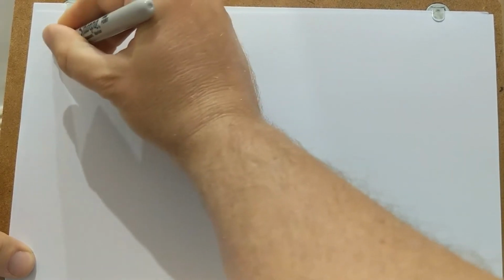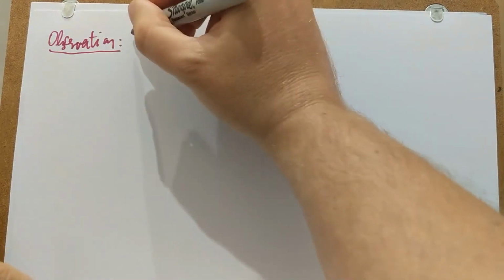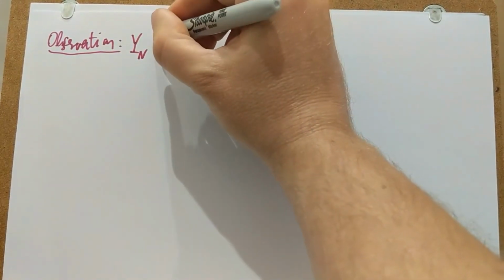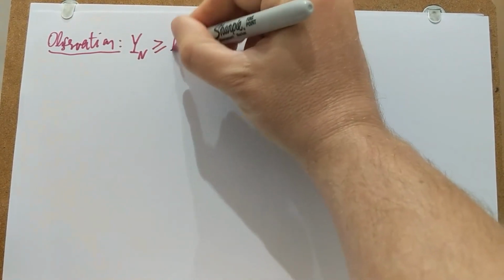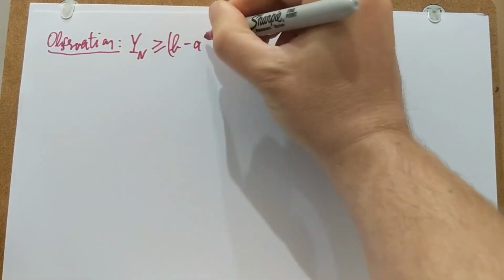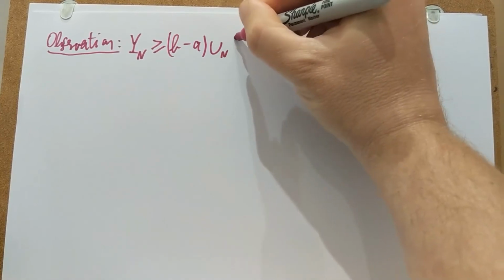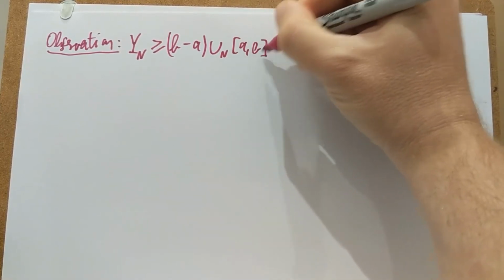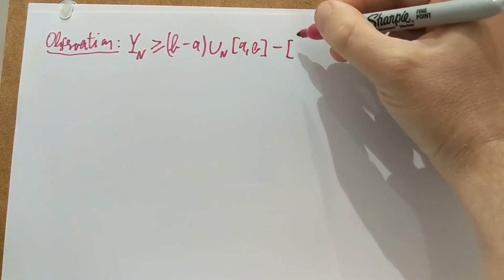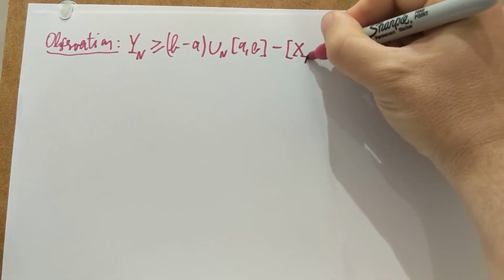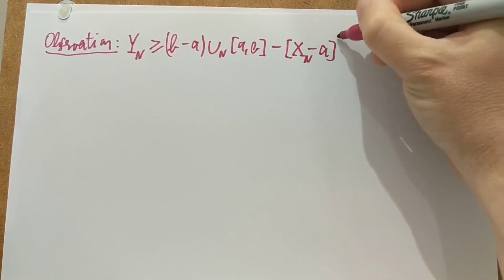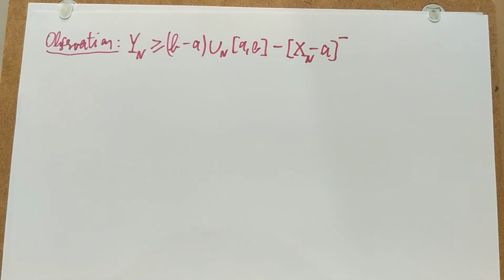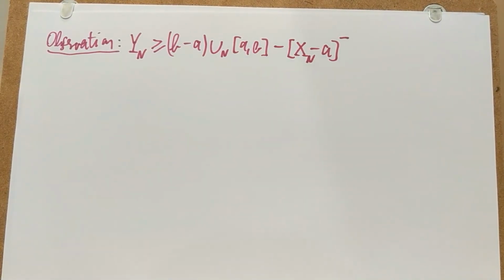an easy observation from all of the above, is the following: if I look at the value of Y at time n, that's larger than (b minus a) times the number of upcrossings, minus a correction term, the negative part of (X_n minus a). Let's just see why that happens.